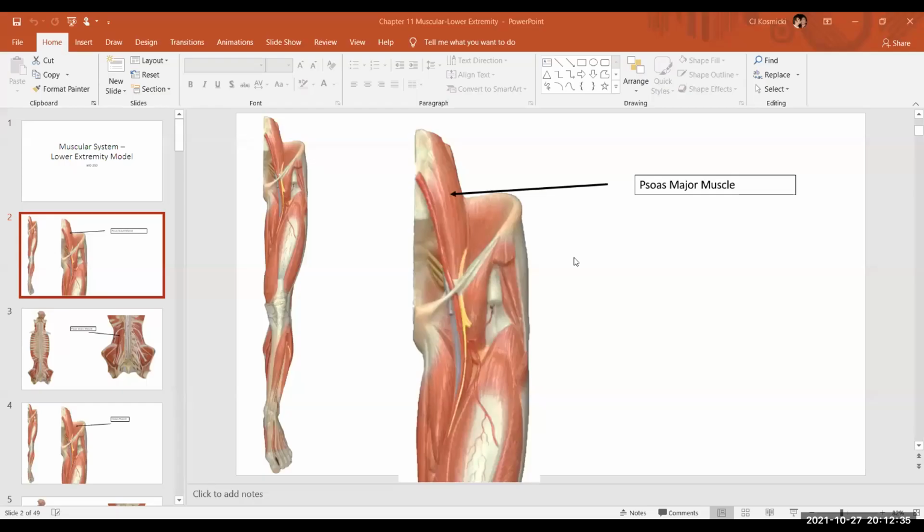Let's go ahead and quickly do some labeling. If you have your atlas nearby, I suggest you get it out and let's do a little bit of labeling on this.